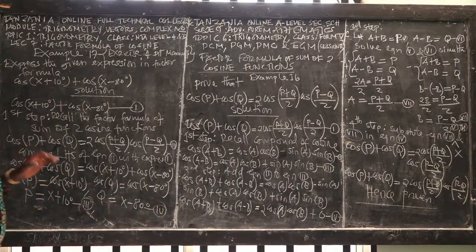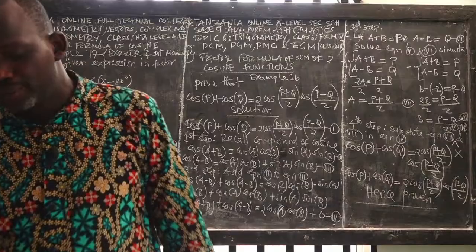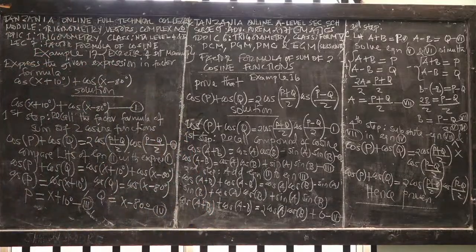What will be the next step? You already have the value of P and you already have the value of Q. The next step is what?